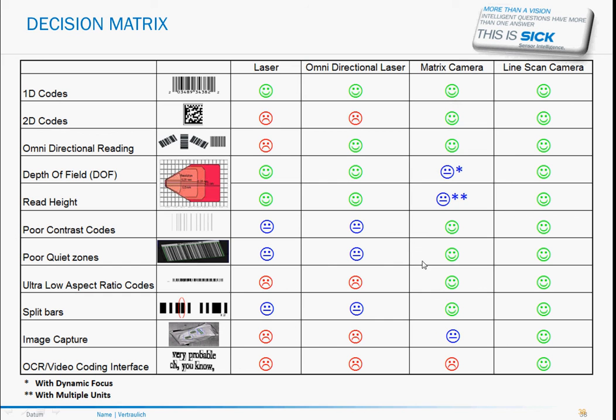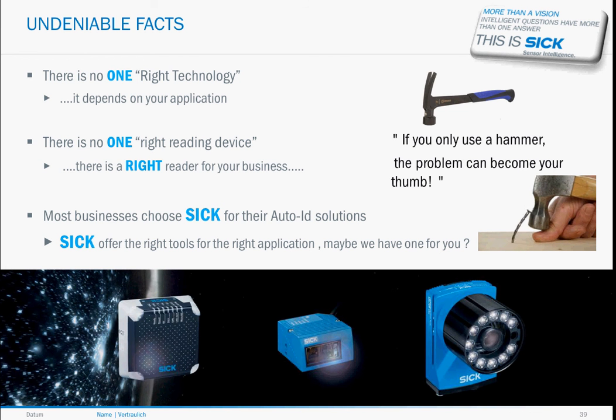So this is a decision matrix. You can pause this to have a look at it yourself. Hopefully you agree with the smiley faces, but it should give you an idea as to which technology is best for what type of application.